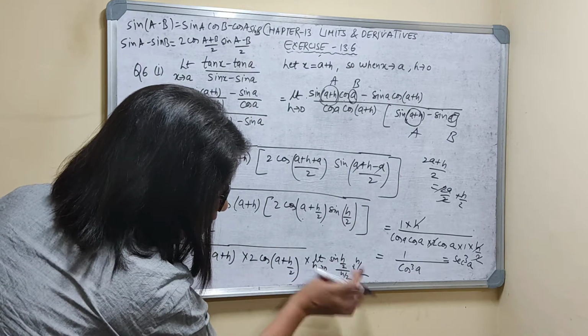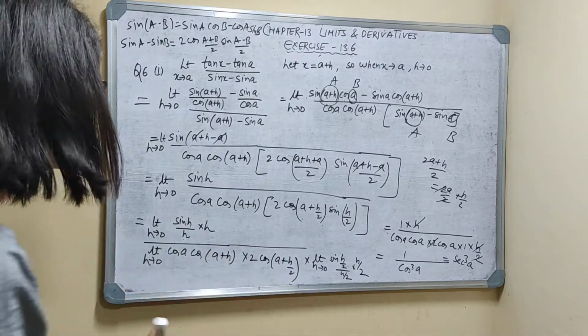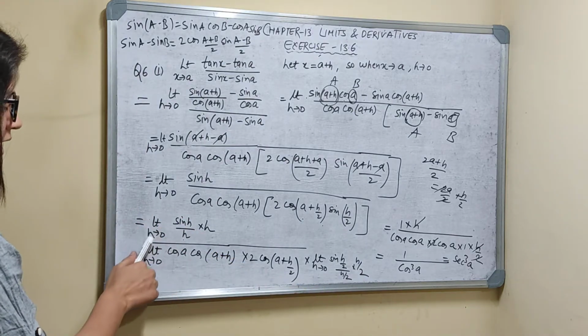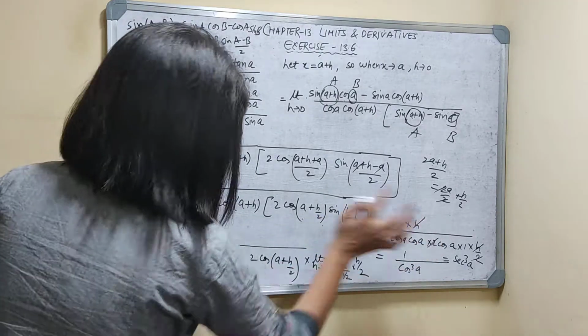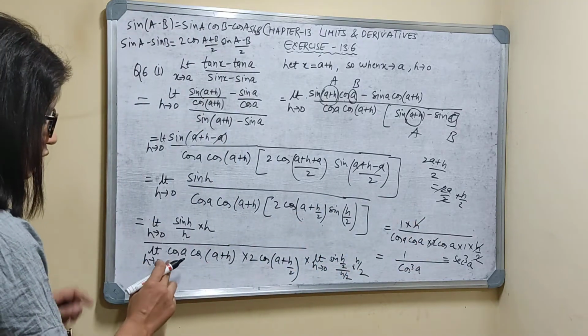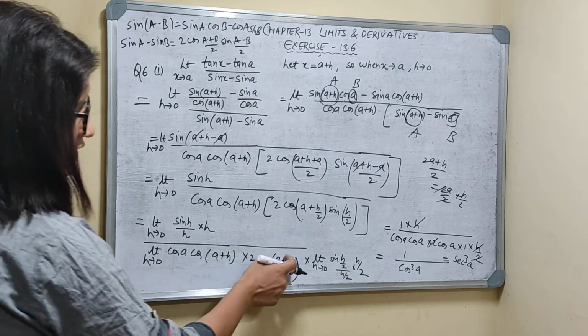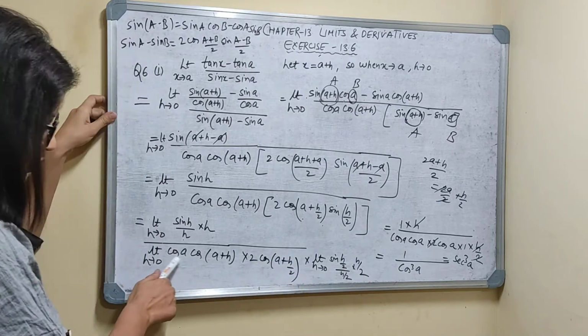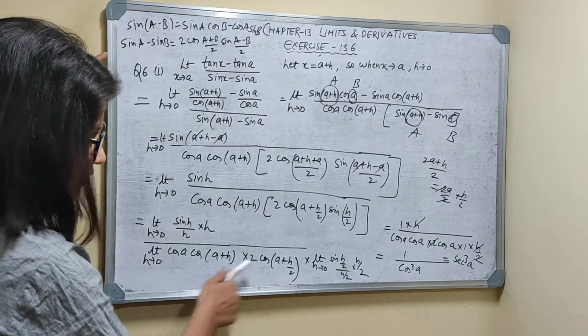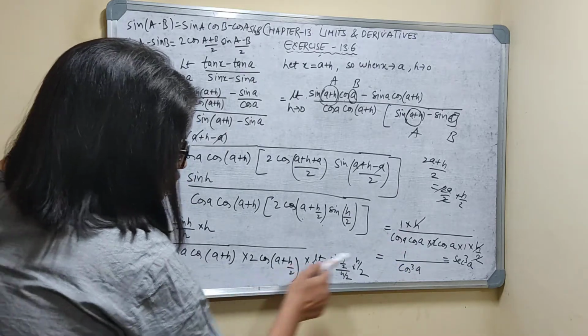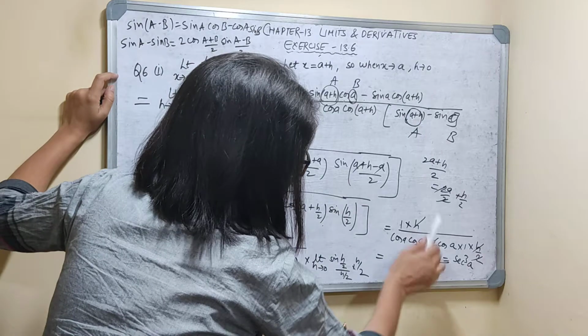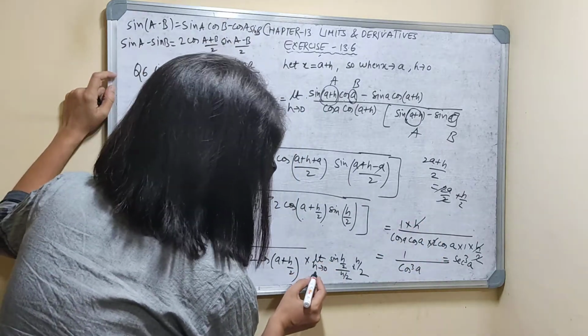So I am multiplying with h by 2. Till here it is okay. Now you can see this, limit h tends to 0, sin h by h is 1, into h I am writing. Limit h tends to 0, cos a plus h into 2 cos a plus h by 2. So you will get cos a plus 0, that is cos a, into 2 cos a plus 0 by 2. So 2 cos a. So cos a into 2 cos a into limit h tends to 0.